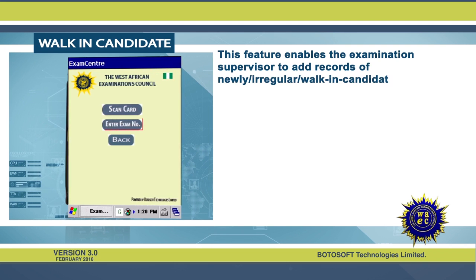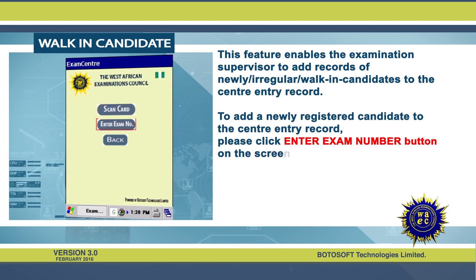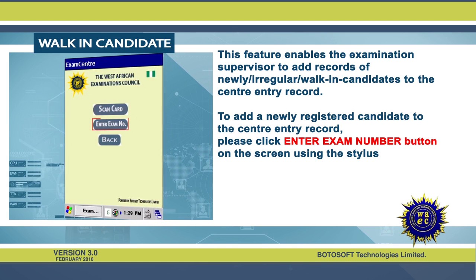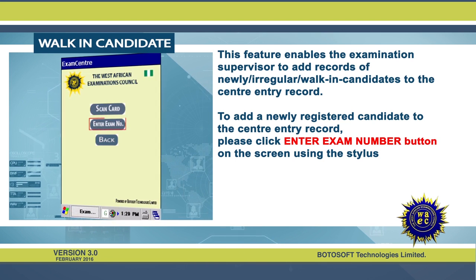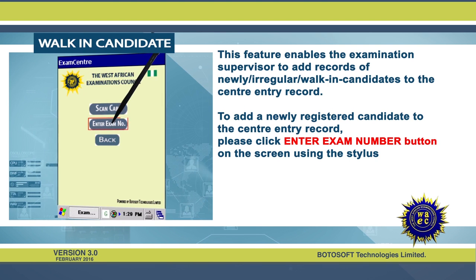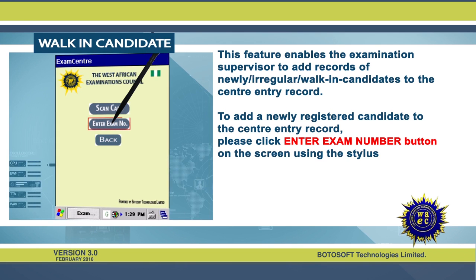Walk-in candidate. This feature enables the examination supervisor to add records of newly and irregular walk-in candidates to the center entry record. To add a newly registered candidate to the center entry record, please click Enter Exam Number button on the screen using the stylus.